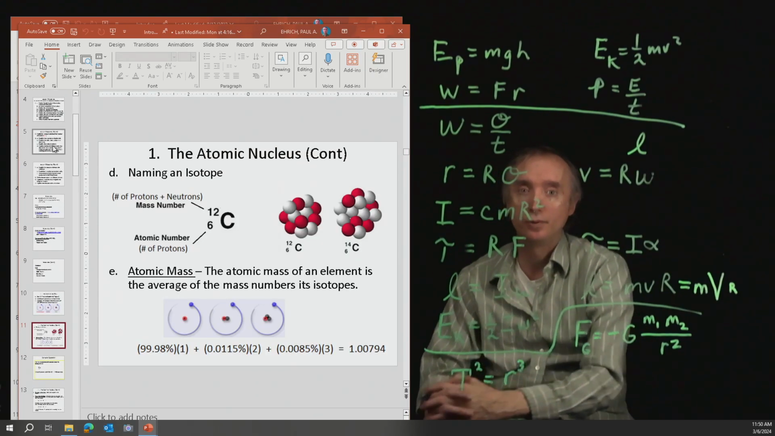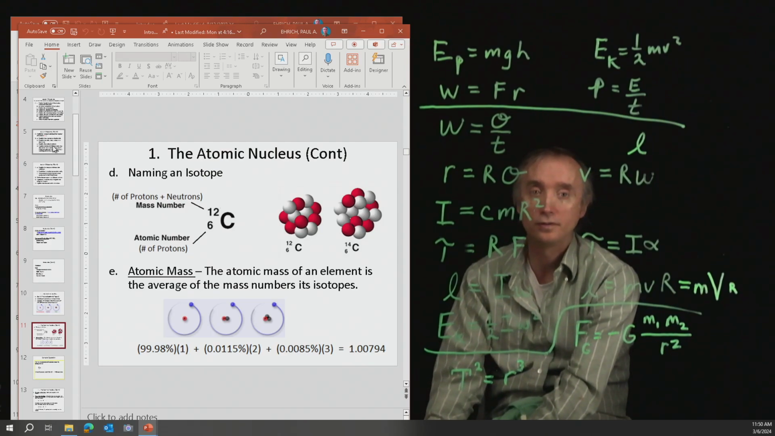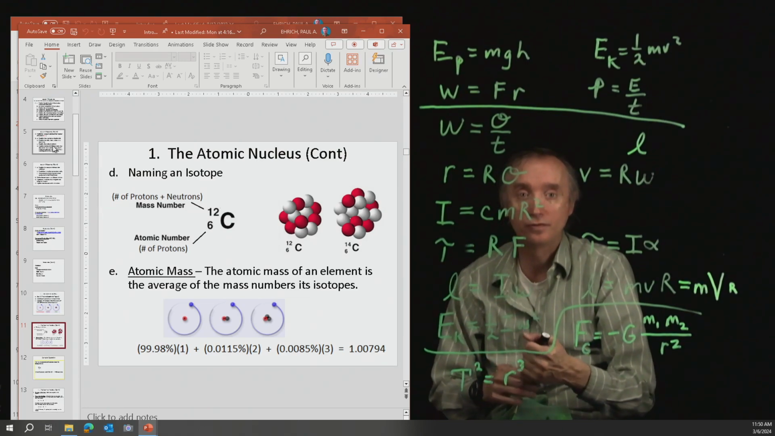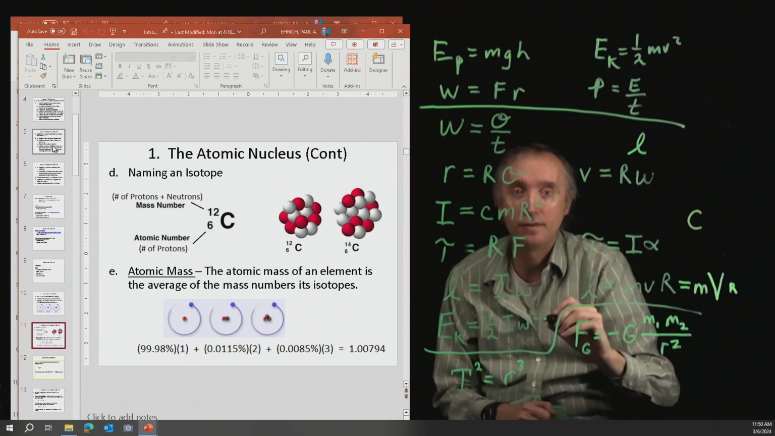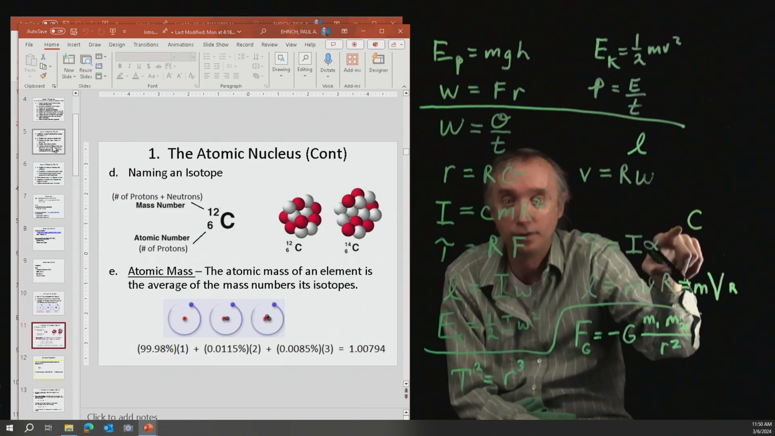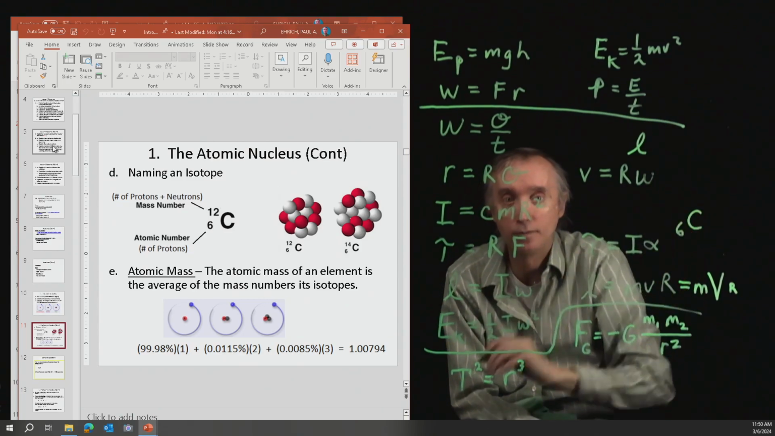All right, you should be able to write the symbol for an isotope. So that's going to be the symbol for the element. So in this particular case, it was carbon. And then the number that goes down here is going to be the atomic number, which is going to be the number of protons, which on your periodic table is going to be the number that doesn't have the decimal point. So that's going to be a 6 for carbon.